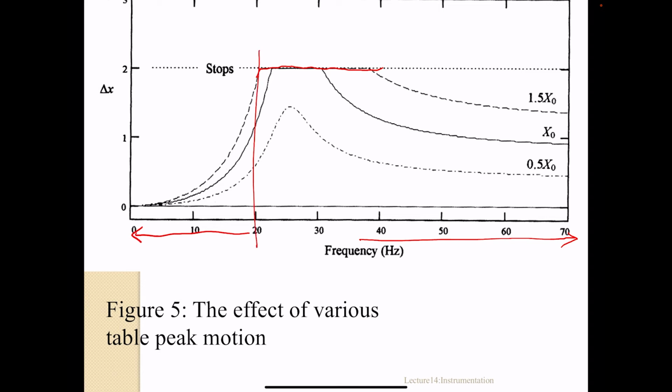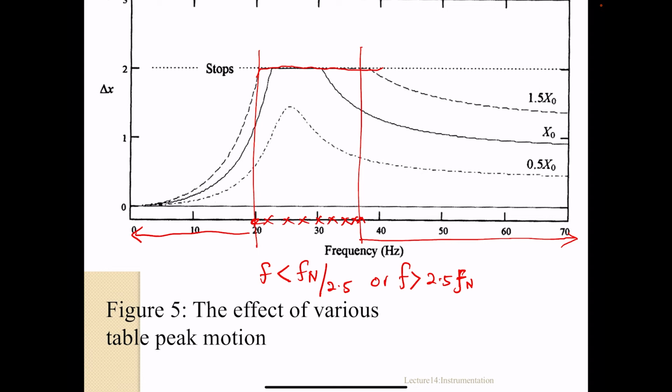Generally, we want to avoid this region due to resonance that will occur around natural frequency. As a rule of thumb, we consider f must be lower than fn over 2.5 or f must be bigger than 2.5 times natural frequency. So in between this region, we want to avoid operating.